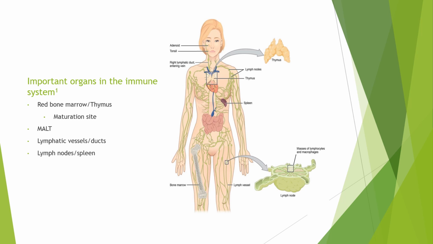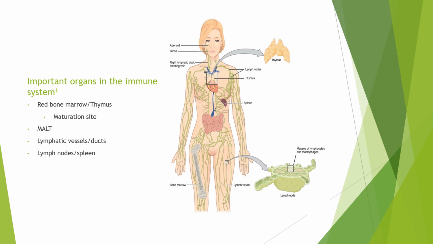Important organs in the immune system. There are a few organs within the immune system that are critical for its function. This includes red bone marrow, specifically in the femur and the humerus, as well as the thymus gland located above the heart. These are maturation sites for cells of the adaptive immune system.